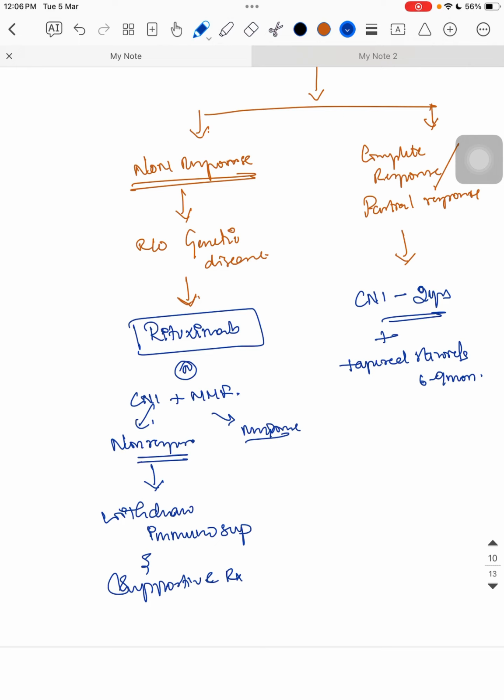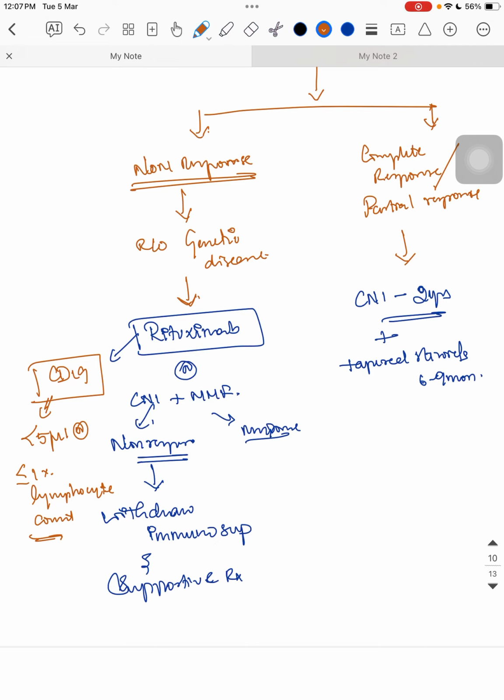The main first line is tacrolimus or cyclosporin. Next, if non-responsive to the drug, then you have to use rituximab. In rituximab, you will be taking CD19. CD19 is taken as a marker when you start a child on rituximab. You have to target the CD19 count to be less than 5 per microliter or less than or equal to 1% of lymphocyte count. This is taken as a target.